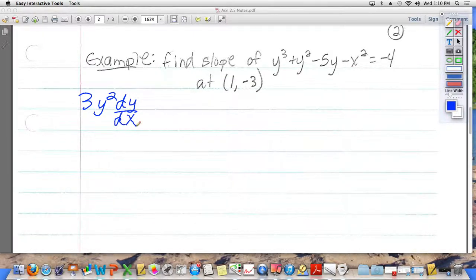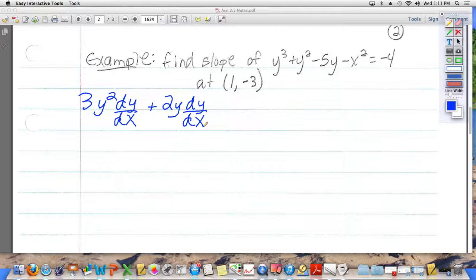Plus y squared. What's the derivative of y squared? 2y. Why are you finding the derivative right now? Well, it says to find the slope, and the slope means that you need to find the derivative. It's the slope of the tangent line. So we're finding the slope of that curve at this point, okay?